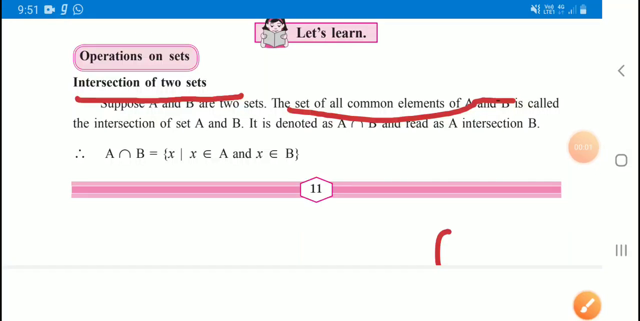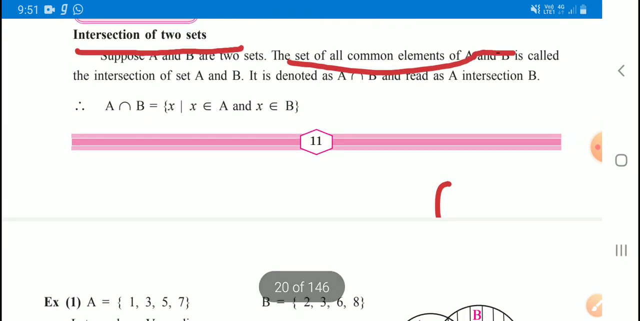Students, today we will see operations on sets. First is the intersection of two sets. Suppose A and B are two sets. The set of all common elements of A and B is called the intersection of set A and set B. It means if there are two sets, the common elements in those two sets are known as the intersection of two sets. Here they have given how it is denoted.